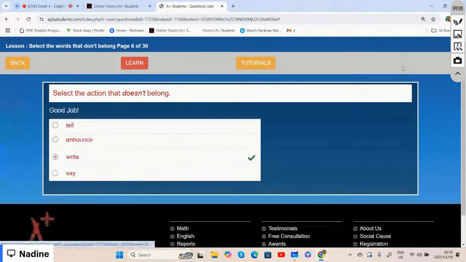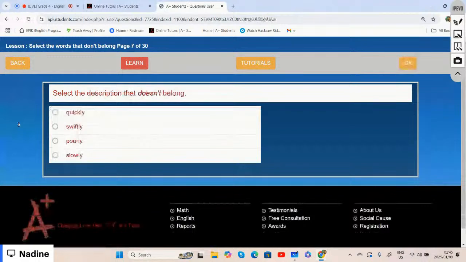Right? All right, let's look at the last one and then we're done. We need to select the description that doesn't belong. Quickly, swiftly, poorly, slowly. We need to select the description that does not belong. Quickly, swiftly, poorly, slowly.